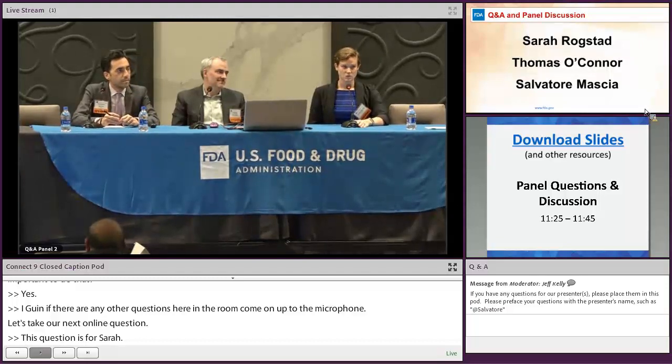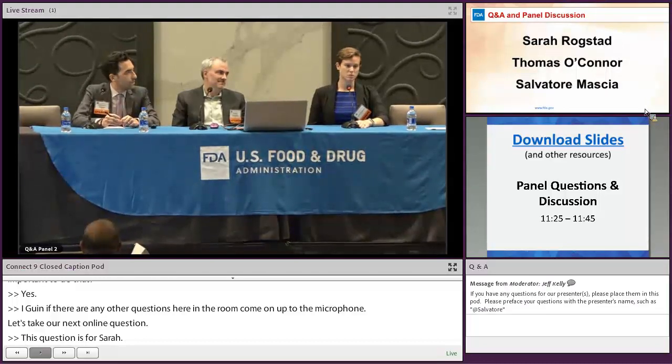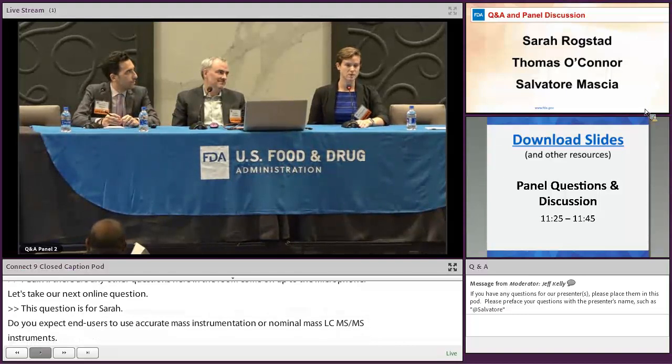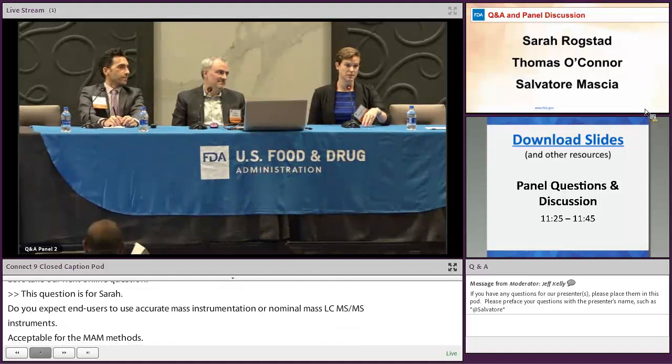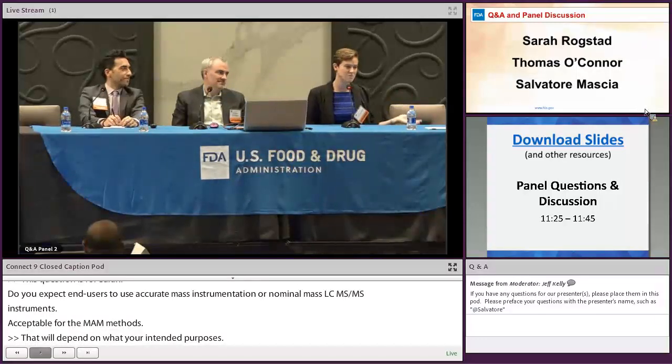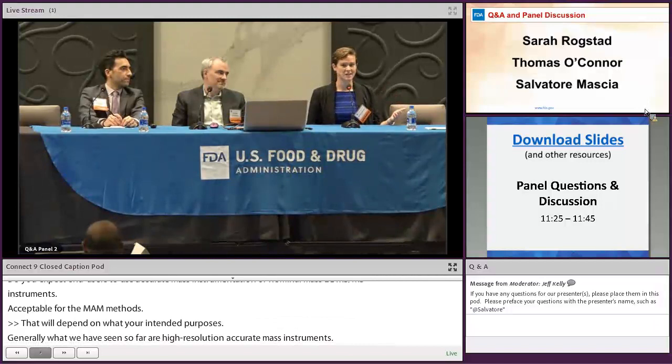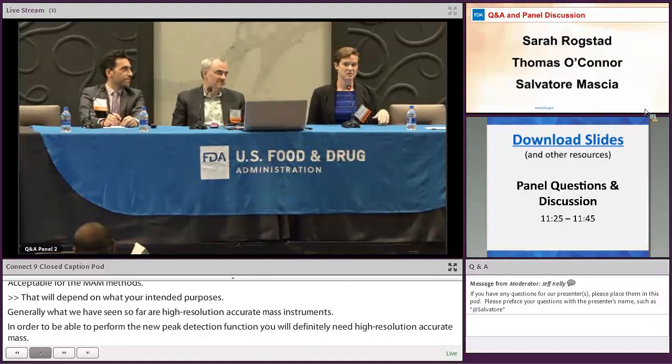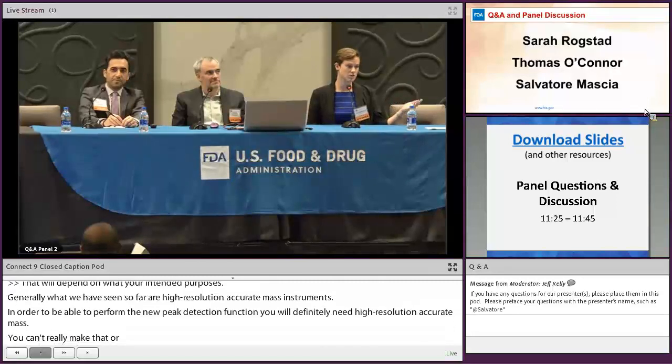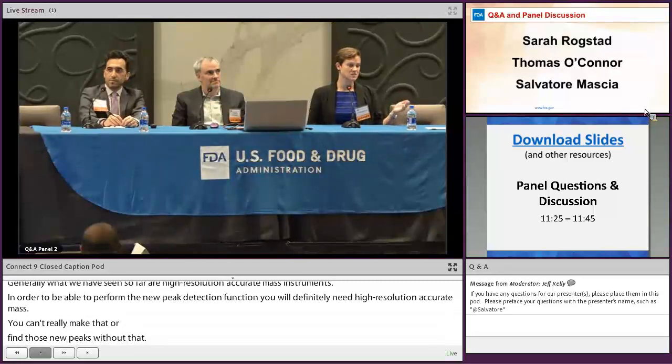methods? So that's going to depend on what your intended purpose is. Generally, what we've seen so far are high-resolution accurate mass instruments. And in order to be able to perform the new peak detection function, you're definitely going to need high-resolution accurate mass. You can't find those new peaks without that. In specific cases, you might be okay without accurate mass for the product quality attribute part of it, but it'll depend on specifically what you're looking at and what your product is.